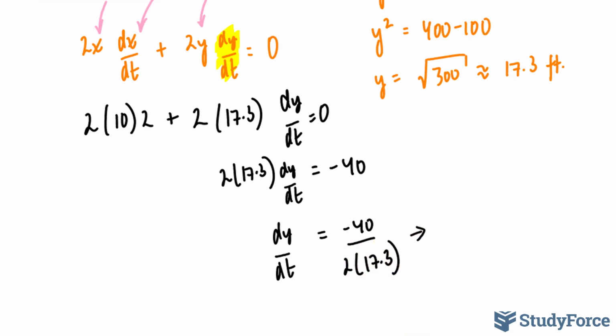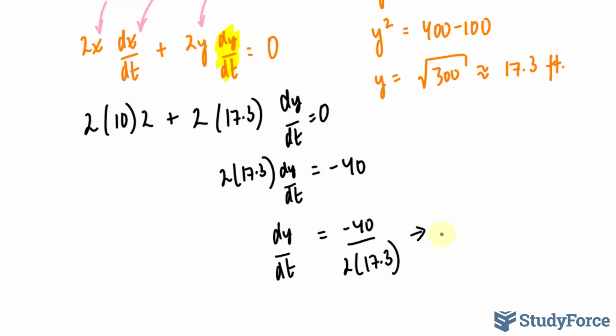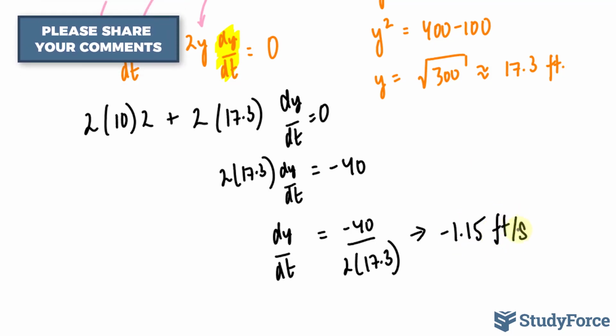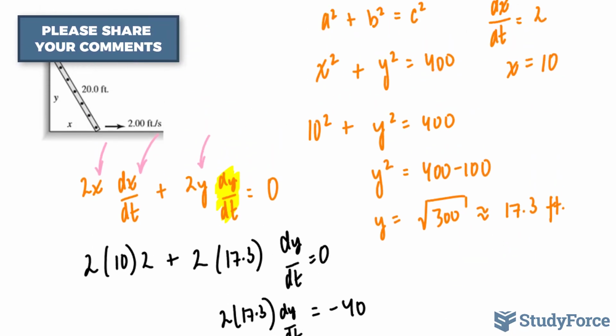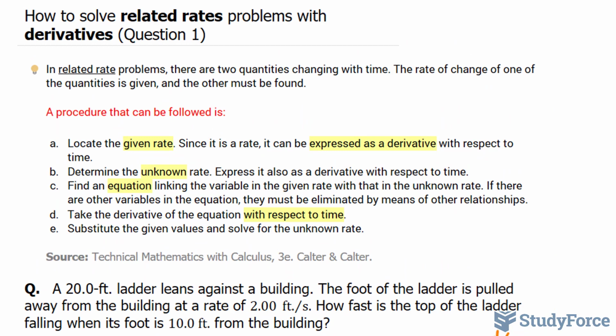Let's find out the rate at which this ladder is dropping. Negative 40 divided by 2 times 17.3 gives us a rate of negative 1.15 feet per second. And that's expected because if it's going downwards, that negative illustrates that. And so there you have it. That is how to solve related rates problems with derivatives.